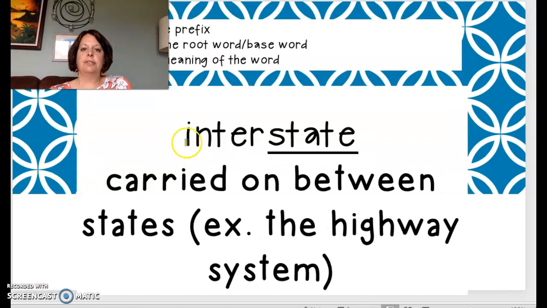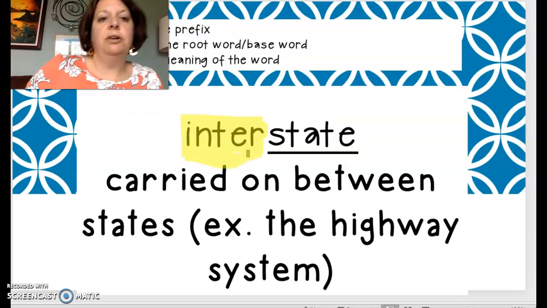Next we have interstate. Interstate. It's carried on between the states. So for instance, the highway system in our country has a lot of interstates. That means that they are connected between the states.